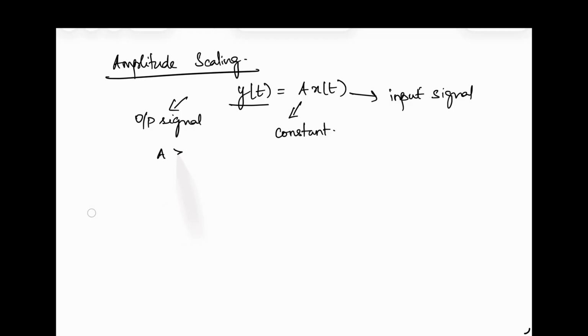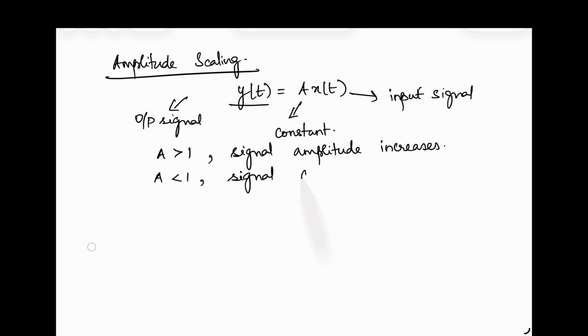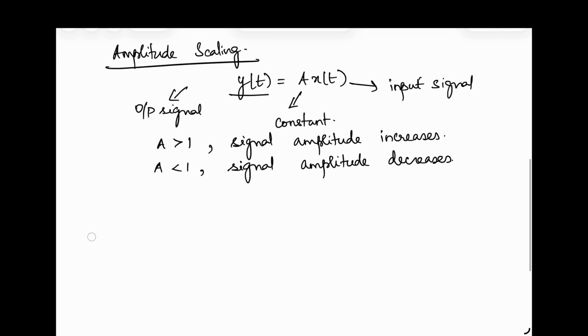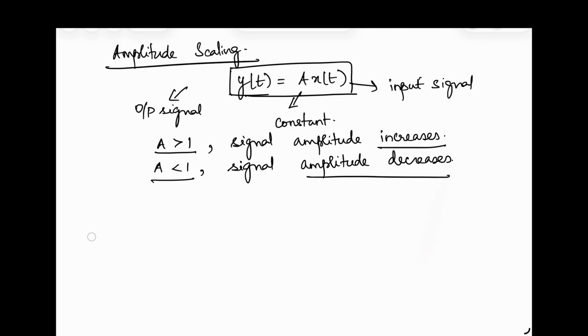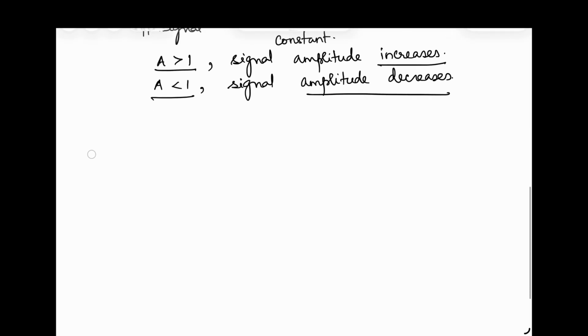If the value of a is greater than 1, what happens to the signal amplitude? The signal amplitude increases. You have to note down all these conditions so that when we do the problems, it will be easier for you to understand. And if a is less than 1, the signal amplitude decreases. So these conditions you can just remember for amplitude scaling. The equation is y of t is equal to a into x of t. A greater than 1, the signal amplitude increases, and a less than 1, the signal amplitude decreases. So this is about amplitude scaling.